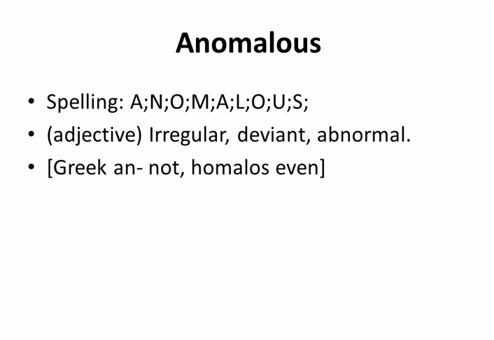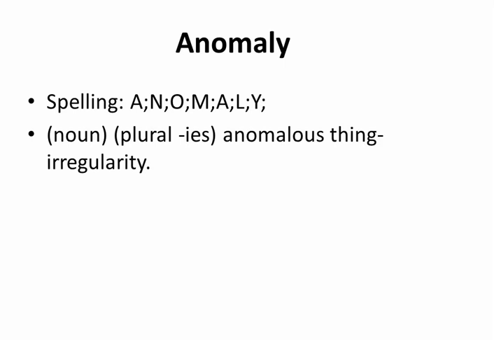Anomalous. Spelling, A, N, O, M, A, L, O, U, S. Adjective, irregular, deviant, abnormal. Greek an- not, homalos even. Anomaly. Spelling, A, N, O, M, A, L, Y. Noun, plural ies, anomalous thing, irregularity.